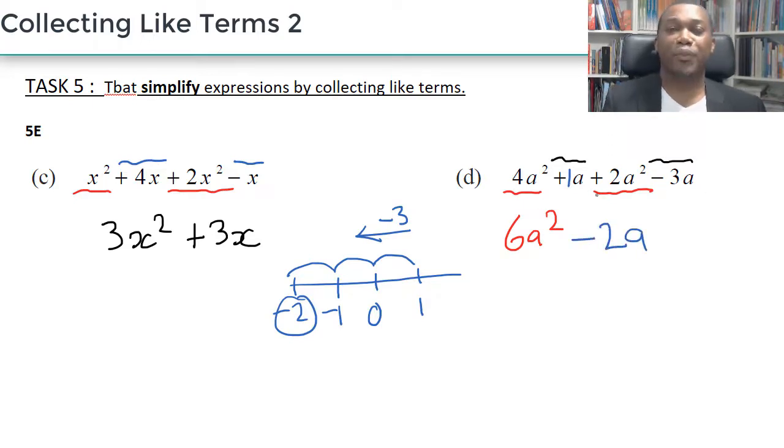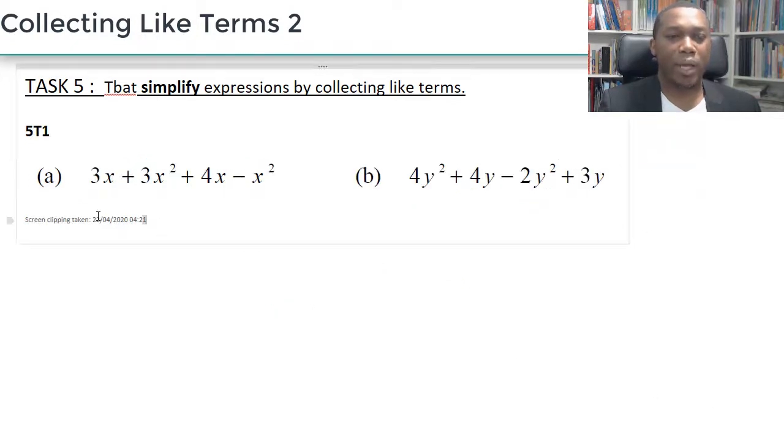The final simplification for D, 6a squared minus 2a. Now that we've gone through these, and remember you can replay it if you need to, let's do some practice questions. Now it's time for you to try on your own, and I'll give you the answers at the end. So here are 2 questions.